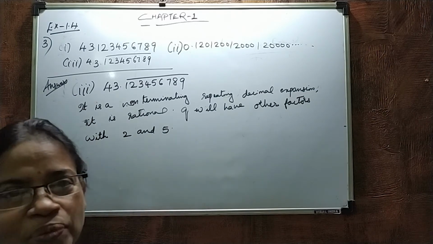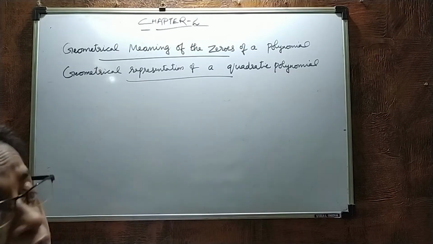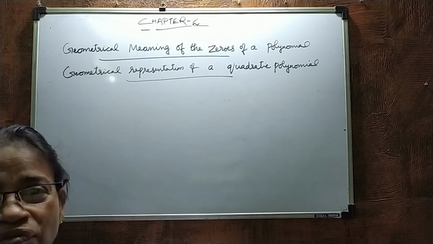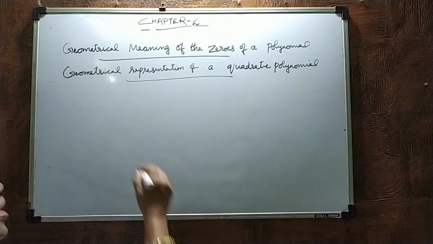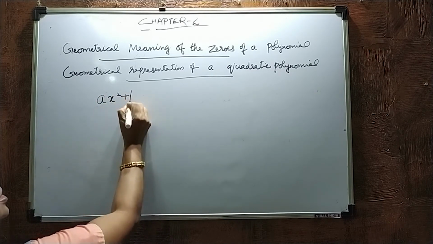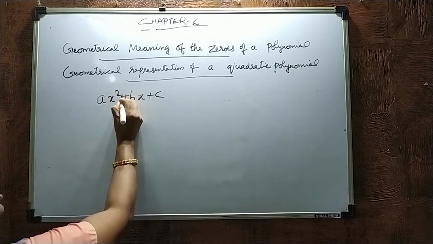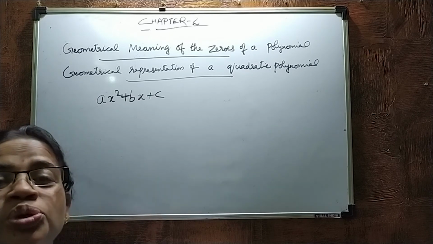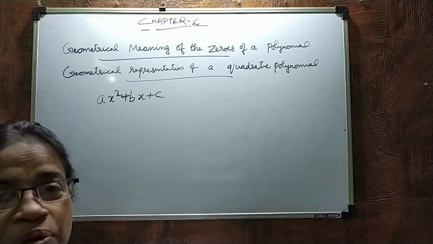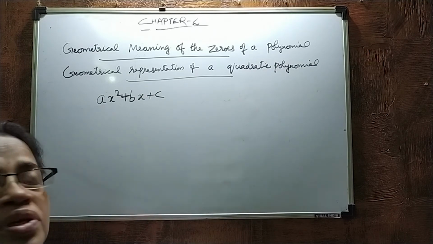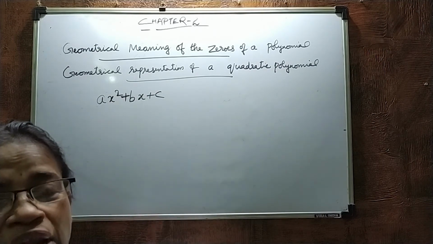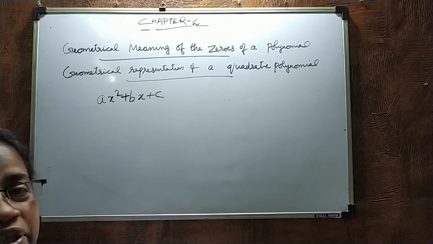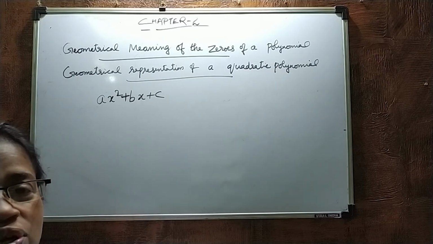Now we will start the polynomials, geometrical representation. Geometrical representation of a quadratic polynomial. Already you know the form of a quadratic polynomial. It is ax square plus bx plus c, and the degree is 2, so it is a quadratic polynomial. And how many zeros will there be? I already told you, according to the degree will be the number of zeros. So 2 is here, so it is a quadratic polynomial, and the number of zeros will be 2. And you already studied splitting the middle term. How will you find out the zeros of a quadratic polynomial?